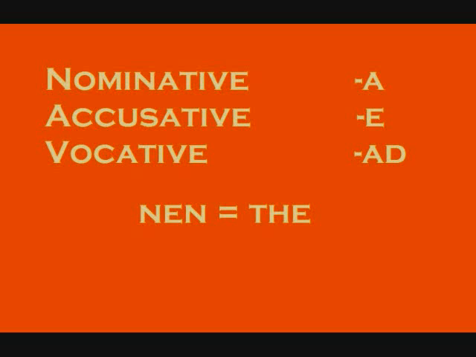So, in review, we now know 3 noun cases. The nominative, which ends in a, the accusative, which ends in e, and the vocative, which ends in ad. We also know the definite article, nen, which means the. We can also respond to the question eme niskom, which means what are you doing?